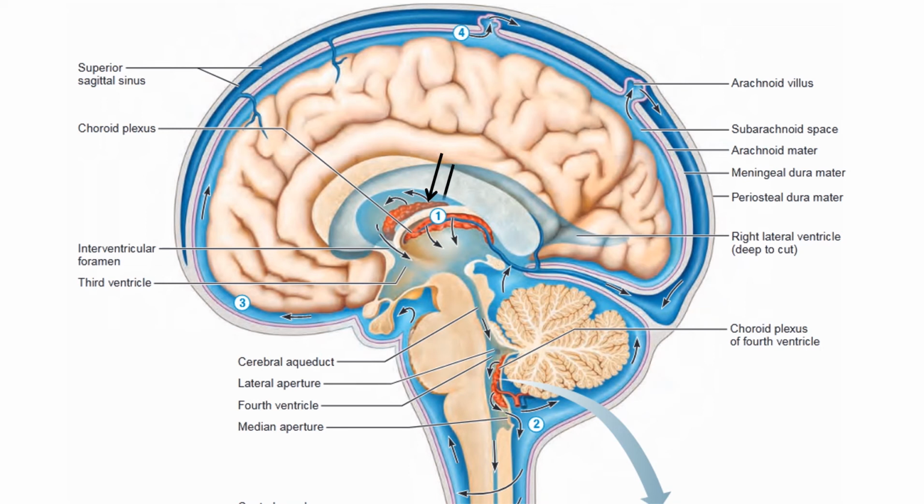And here is another group in the roof of the third ventricle, and then we have another group in the fourth ventricle. So capillaries come in, they secrete this fluid, and there is a barrier between blood and the cerebrospinal fluid called blood-brain barrier. This is produced by the arms of astrocytes.